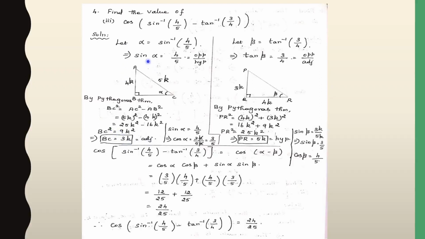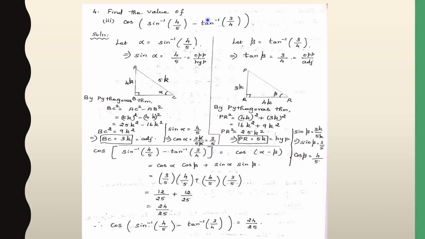Here we know sin alpha, so we have to find cos alpha. Cos alpha means adjacent side by hypotenuse. The adjacent side we found is 3k, and the hypotenuse side we took as 5k. So cancelling the value of k, we will get 3 by 5.